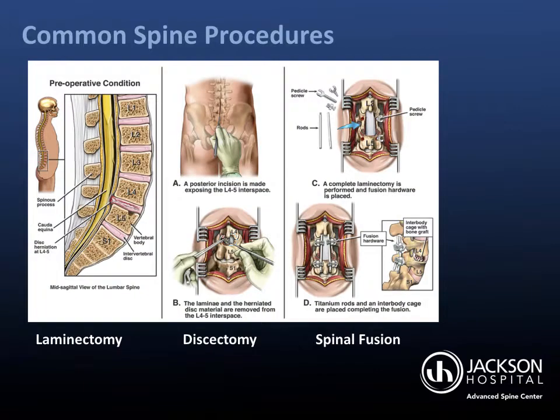What are some common spine procedures? A laminectomy is the removal of the lamina and is done to increase the space in the spinal canal and relieve pressure on the spinal cord and nerve roots. A discectomy is the partial or full removal of the disc, located between two vertebrae. A spinal fusion is the fusing of two or more vertebrae and may be done at the same time as a discectomy. A spinal fusion helps stabilize the spine.